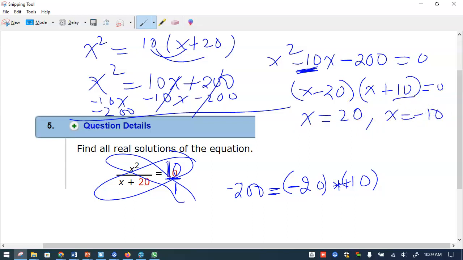So that's all you're supposed to do. Because there are two zeros, it makes it easier to figure out that it has to be 20 and 10. Let me move to the next question.